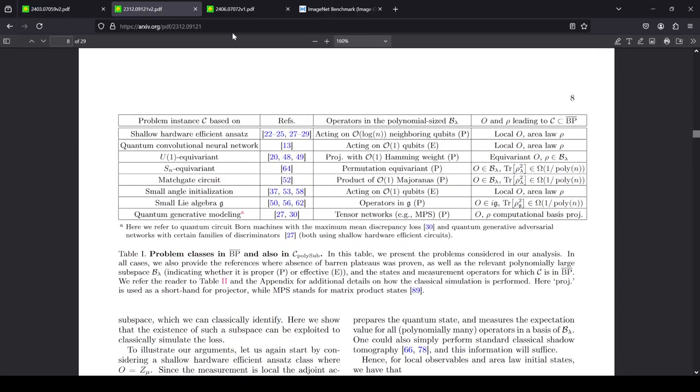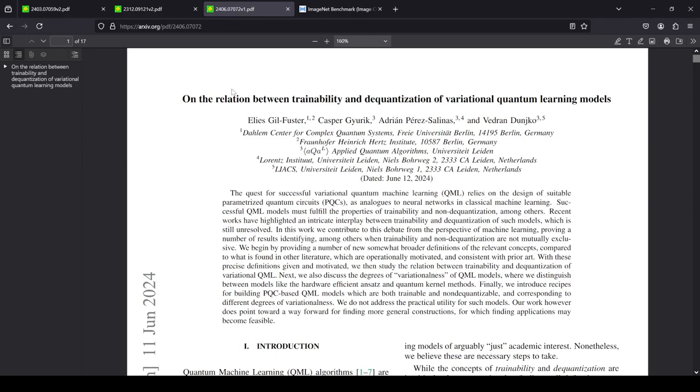But a follow-up to this work is right here, that I just saw recently. I haven't fully read it, but you can consider it a follow-up paper, in the sense that here we're talking about trainability and dequantization, right? Dequantization is, depending on what you mean by it, and they have some different definitions in here, right? Some people take dequantization to mean, what does it mean? To unquantize something, to remove the quantum aspect of it.